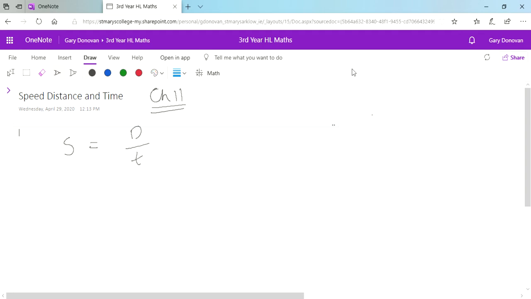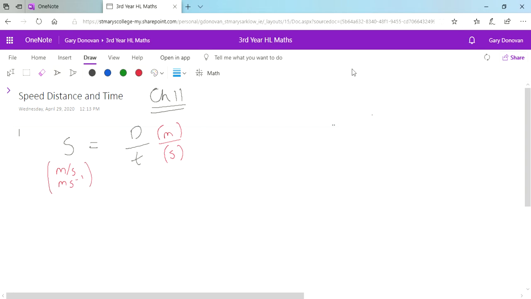One thing that's really important is that you're aware of the units for speed. There's more than two, but there's two that you'll see. One of them is if the distance is given in meters and the time is given in seconds. Speed is then measured in meters per second. Meters per second can be written like this, or it can be written like this. Two ways to write the same thing.